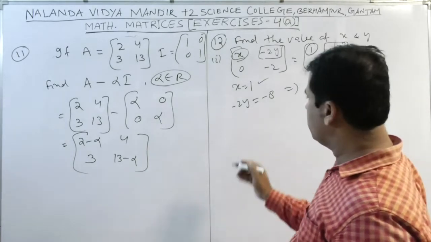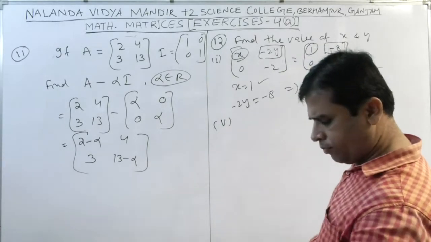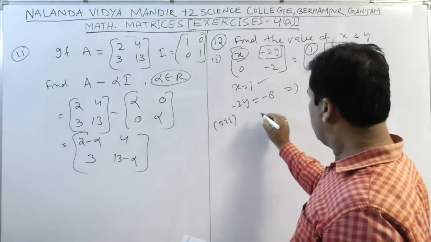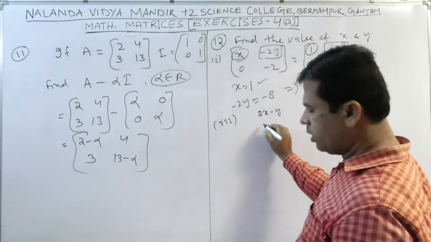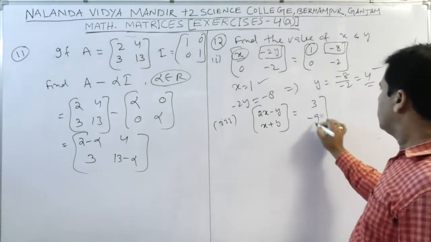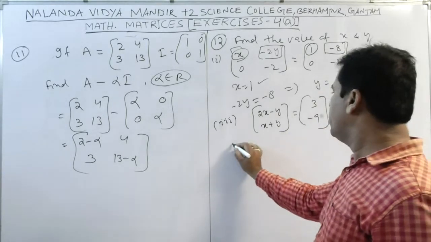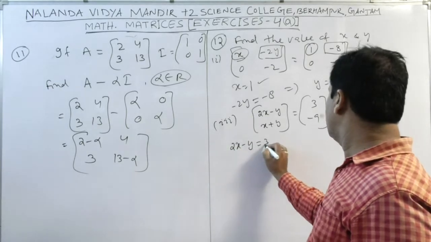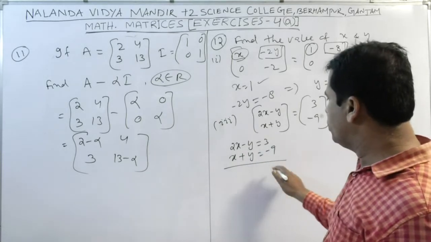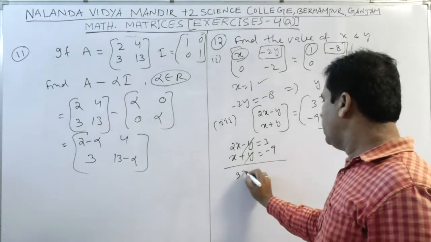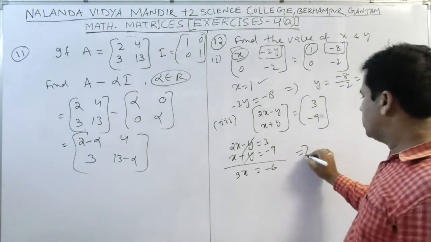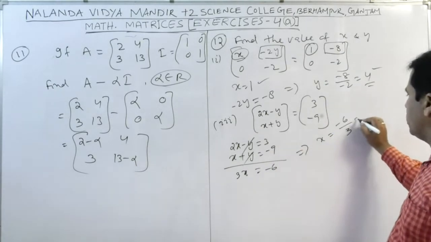Now, one more bit, number 3. It says 2x minus y, x plus y is equal to 3, minus 9. If these two matrices are equal, we can write 2x minus y is equal to 3 and x plus y is equal to minus 9. If we add these, minus y plus y cancel, and 2x plus x, 3x is equal to 3 minus 9, which is minus 6. This implies x is equal to minus 6 by 3, which is minus 2.